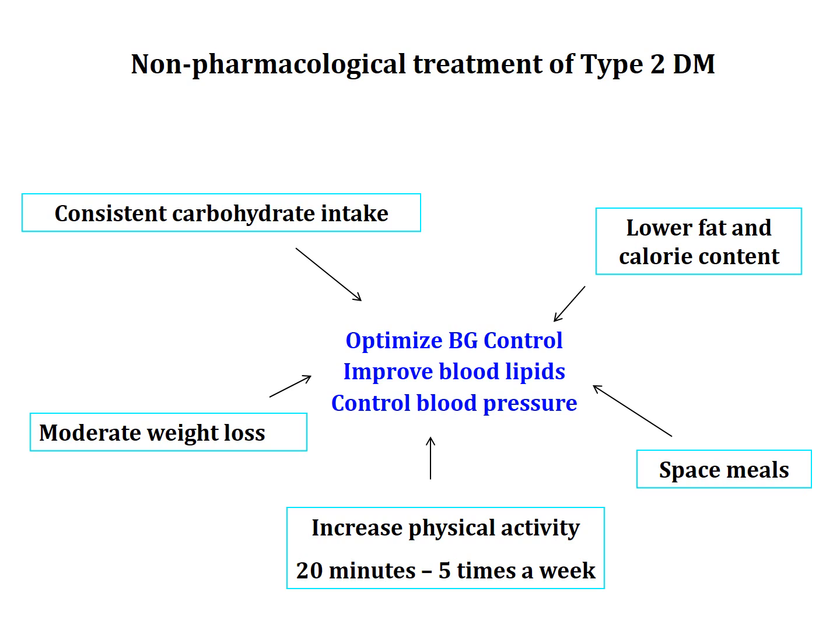All right, let's see. We have to treat type 1 diabetes mellitus with insulin. We can treat type 2 diabetes mellitus with a whole variety of different drugs. But the most important part of treating individuals with prediabetes or the full-blown type 2 diabetes is lifestyle changes. A consistent carbohydrate intake, not a binging carbohydrate intake. Decreasing fat and calorie content in the diet. Doing some moderate weight loss.